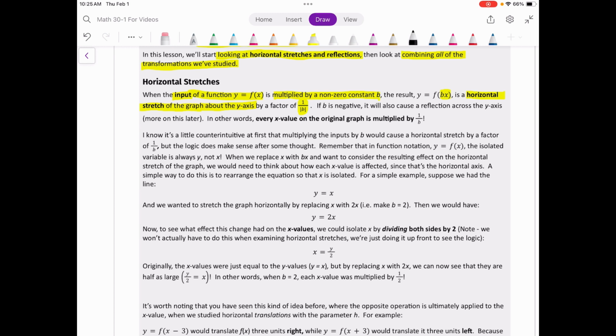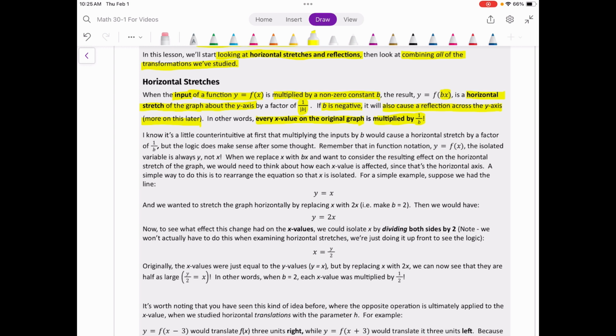That's how much it's going to be stretched by. So for example, if our b is -2, we would say it's a horizontal stretch by a factor of positive 1 over 2, okay? If b is negative, since this involves that multiplication, it's going to change the sign. If b is negative, it's also going to cause a reflection across the y-axis. We'll talk more about that later when we get into the horizontal reflection part of this lesson, okay? But here's what's happening in a horizontal stretch. This is it. Every single x value on the original graph is getting multiplied by 1 over b, okay?